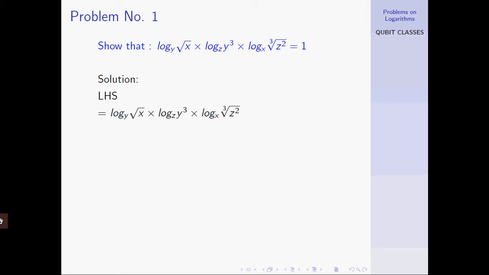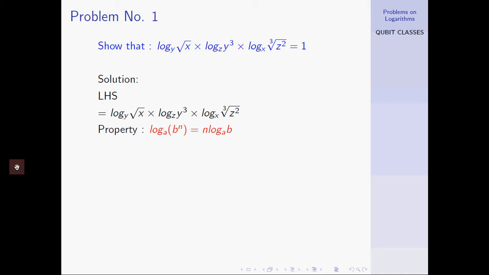If you look at the LHS closely, you'll notice two things. First, there are three terms and the base of each term is different. The base of the first term is y, the base of the second term is z, and the base of the third term is x. And secondly, the terms whose log is being taken are root x, y cube and cube root of z squared.